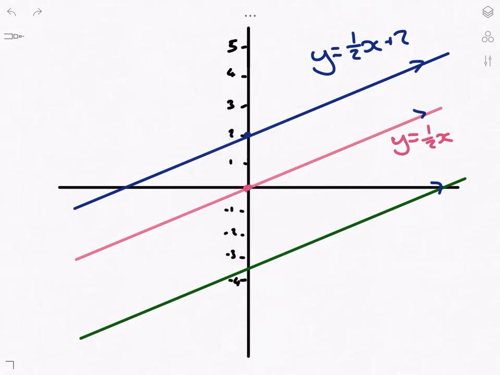well, again, it's going to be a half for the gradient, so a half x. And where does it pass through? Well, this looks like minus 3.5. So the intercept is minus 3.5. And that's it. That's all that changes.